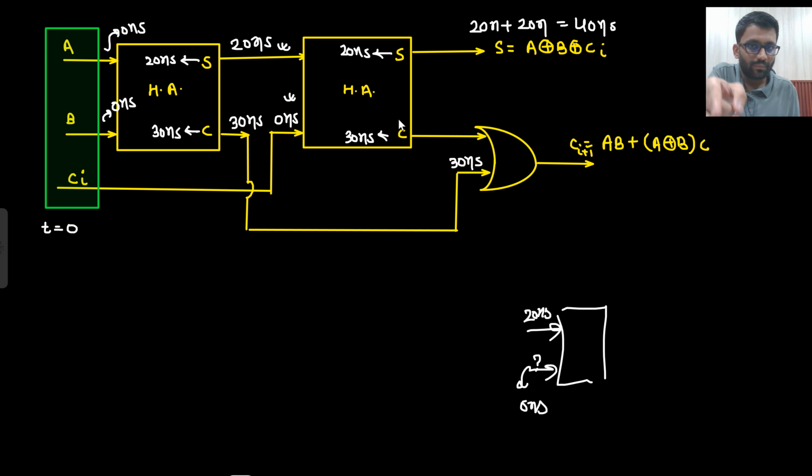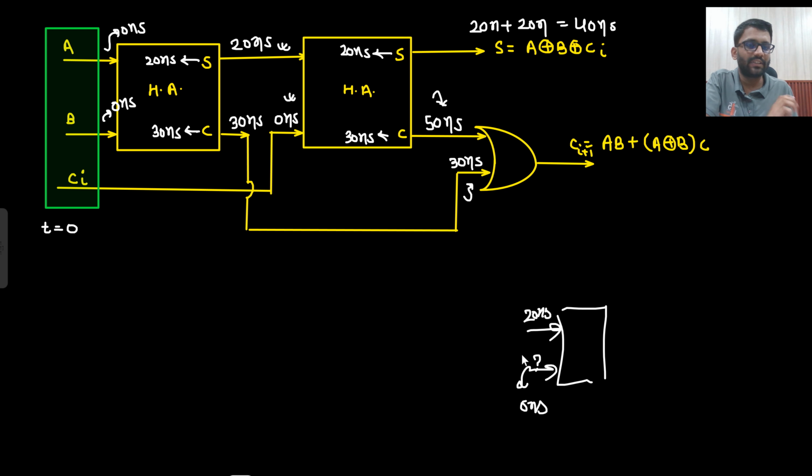But this output C is depending on both of the inputs. This will take 30 nanosecond time. So this will be stable after 50 nanosecond, right? Because both were stable at 20 nanosecond. So both will take 20 nanosecond to start going, and now they will take 30 nanosecond to reach here. So now this input has become stable after 50 nanosecond, and this input has become stable after 30 nanosecond.